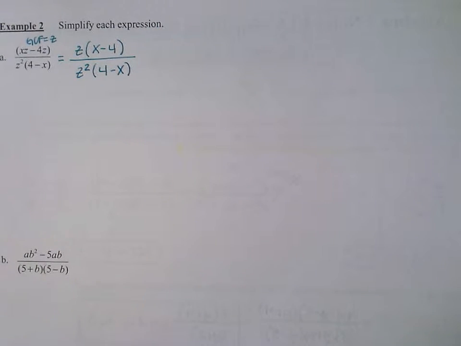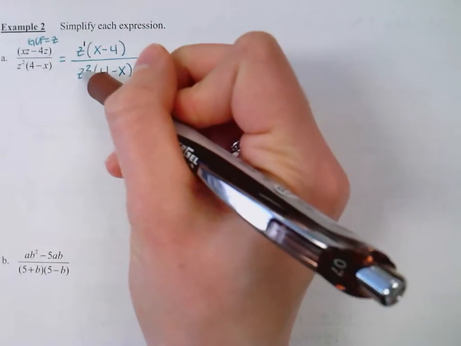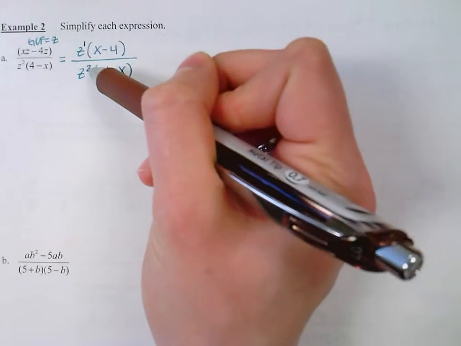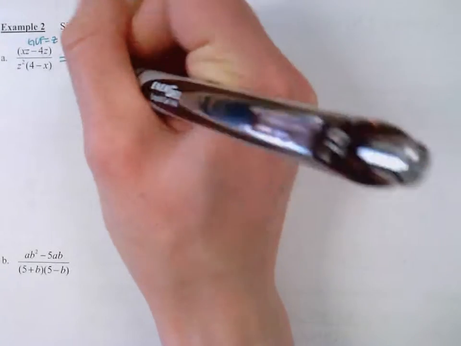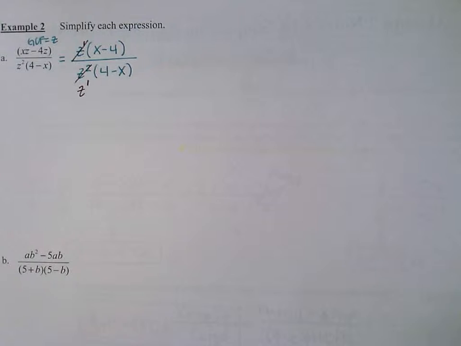Now, if I have a z to the first power on the top and a z to the second power on the bottom, that means there's one z on top and 2 on the bottom, so that 1 on the top is going to cancel with only one of them from the bottom. So this is going to become a z just to the first power on the bottom.